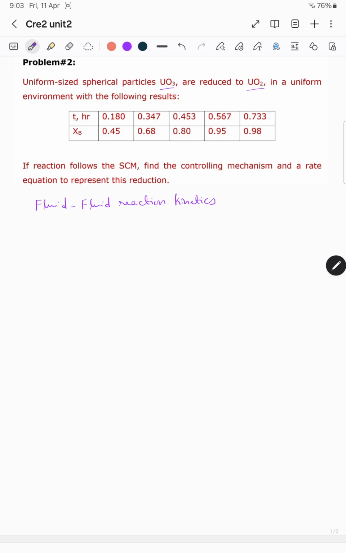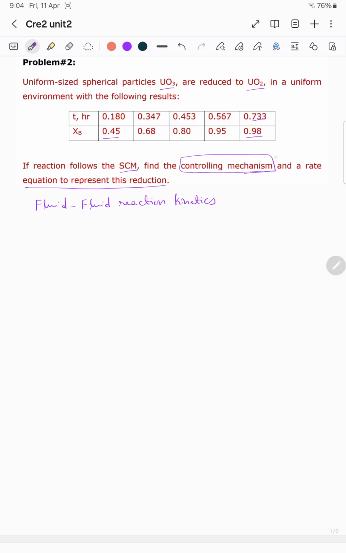So the data is recorded with respect to time and the conversion of the particles. Varying the time from 0.18 hours to 0.733, the conversion of the particles from UO3 to UO2 is given as varying from 0.45 to 0.98. Now in the question it is given that if the reaction follows the shrinking core model, find the controlling mechanism and the rate equation to represent this reduction of UO3 to UO2.